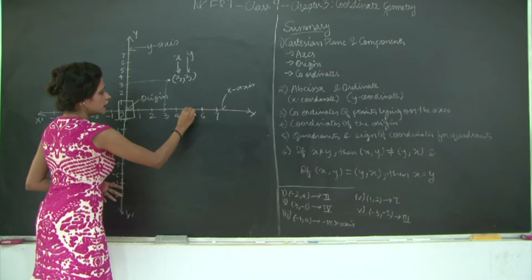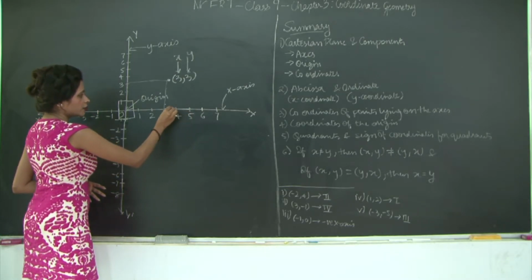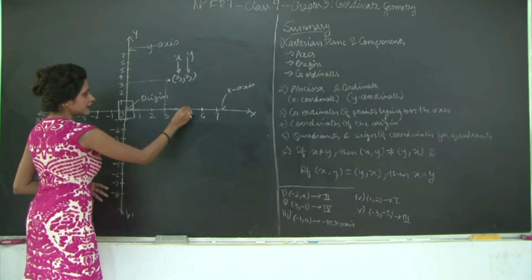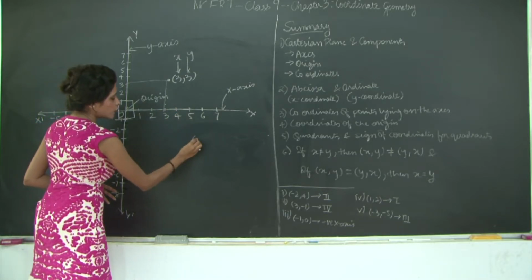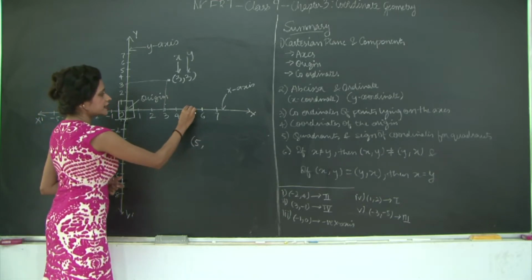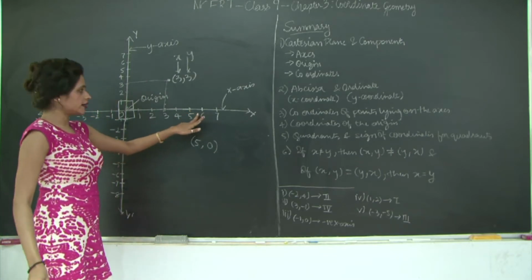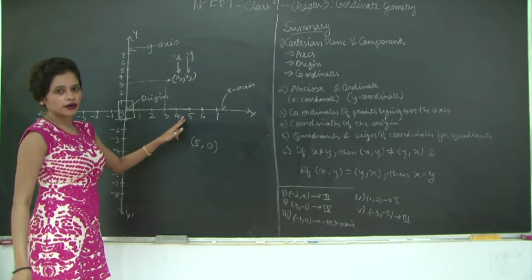So I marked a point over here. If you see, the perpendicular distance from the y axis is 5, right? So the x coordinate is what? 5. But how about the y coordinate? The y coordinate is ending here itself, therefore it is 0. So for any point lying on the x axis, the y coordinate is 0.